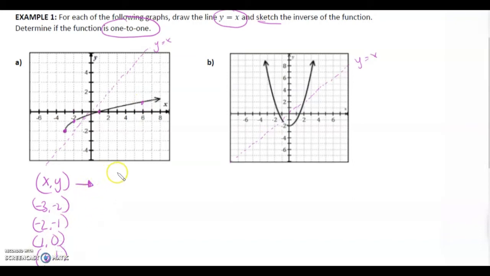Okay, now let's reverse those. Let's write those as (y, x). Instead of (-3, -2), it's (-2, -3). Instead of (-2, -1), it's (-1, -2). (1, 0) becomes (0, 1), and (6, 1) becomes (1, 6). So let's go ahead and graph that.